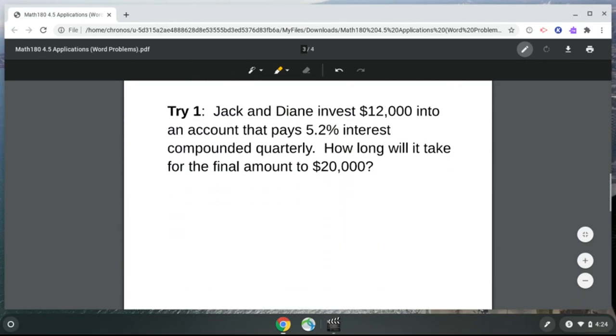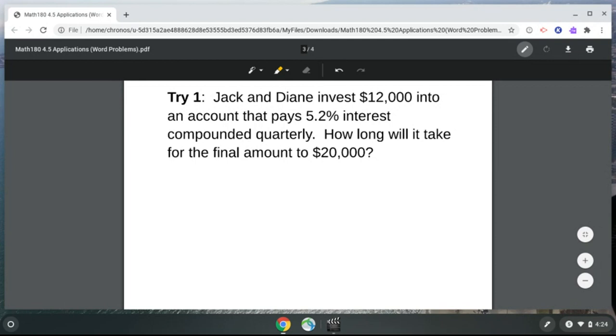Go ahead and try this one and come back and check your answer. See if you can pick out all the pieces that are necessary to solve. Go ahead and hit the pause button, try this out, and then come back. If you got 9.9 years, then you are correct. If you did not get 9.9 years, then let's take a look here.